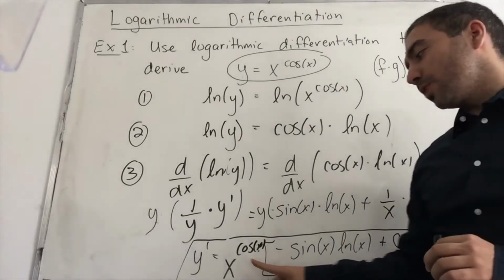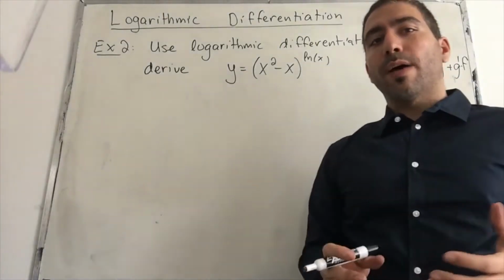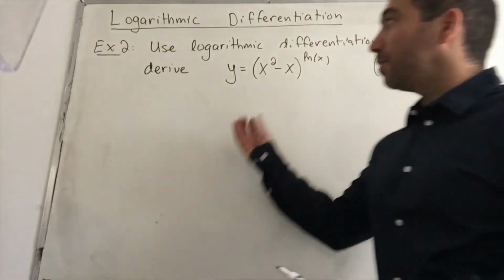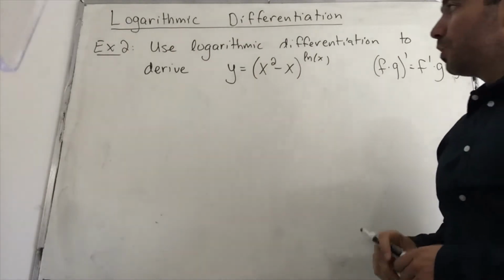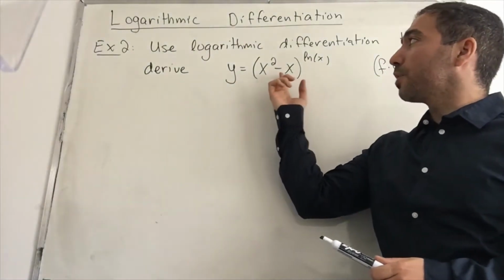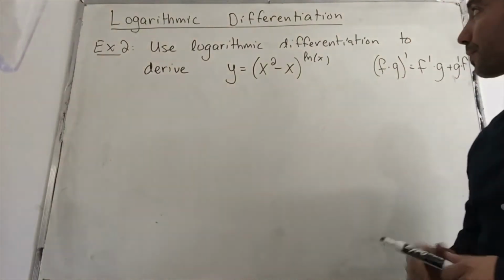So x to the cos x times this whole thing is the correct final answer. So having seen the previous example, try to do this on your own. Example 2: use logarithmic differentiation to differentiate the function y equals x squared minus x, all that to the exponent ln of x. So let's go ahead and do that.